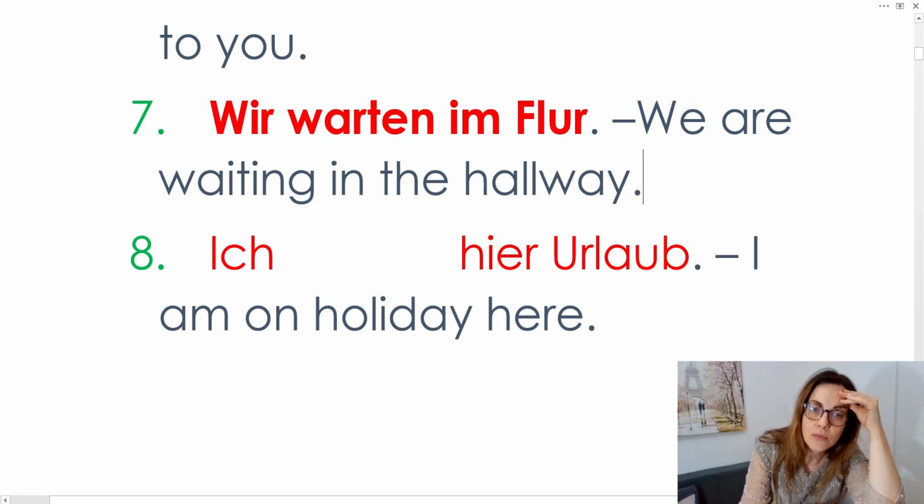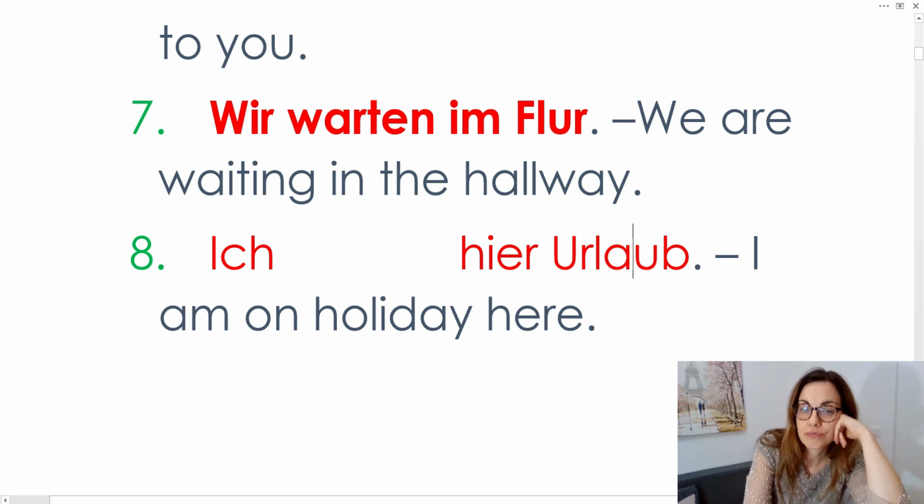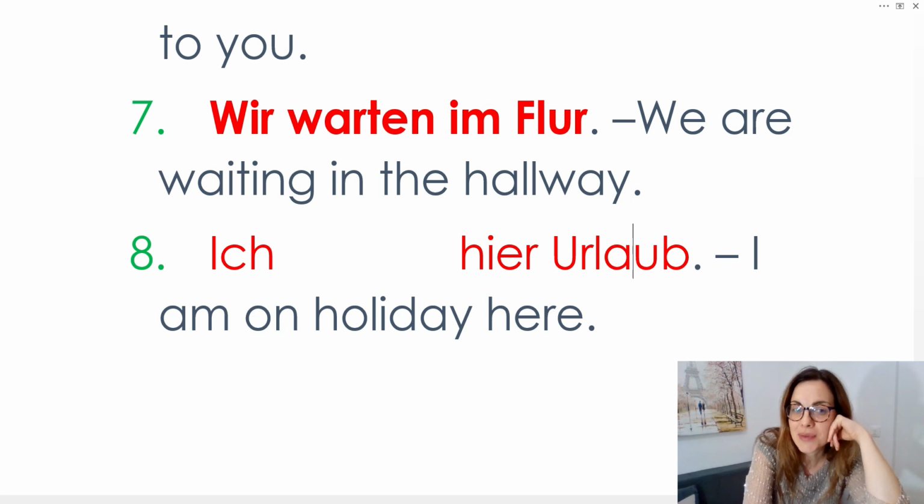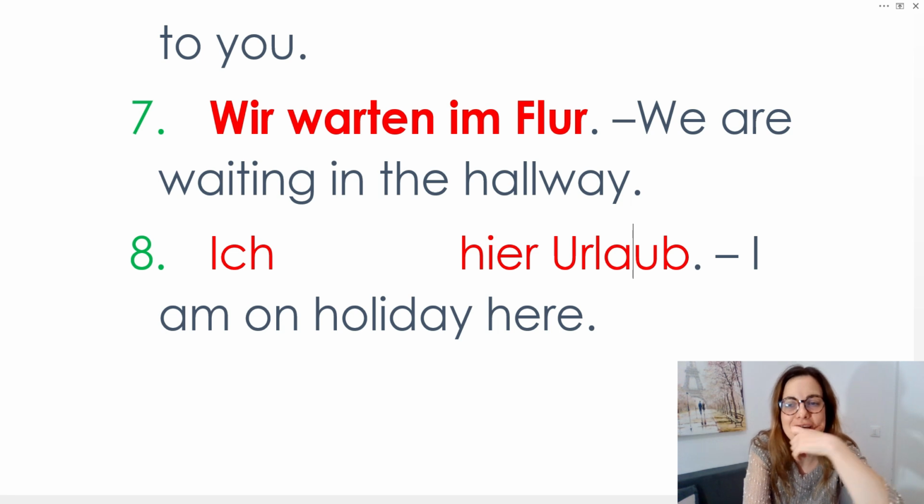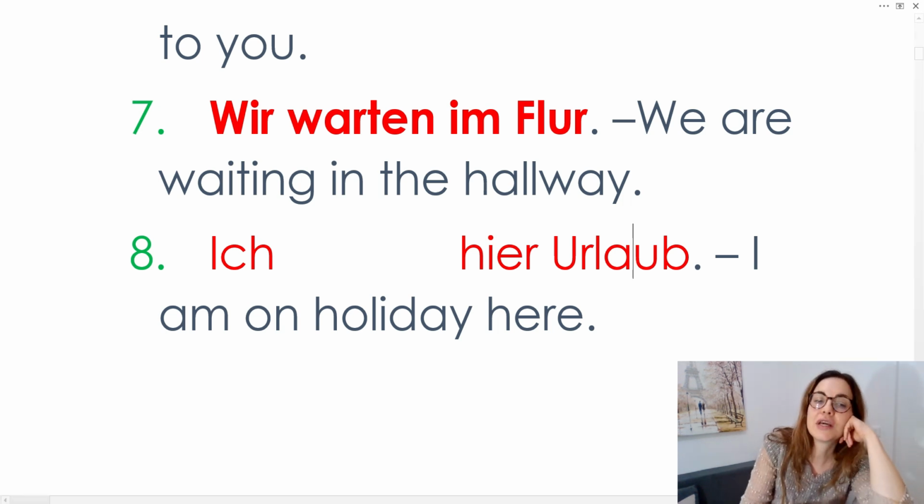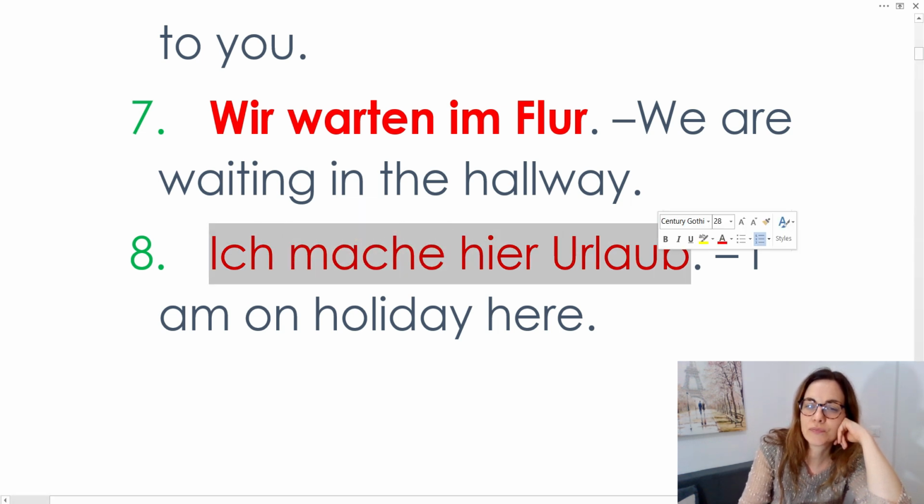Number 8, I'm on holiday here. In the German sentence, we can use machen. So it's like I'm making a holiday here, because in German you make a holiday. Ich mache Urlaub. The same as you make a walk. Ich mache einen Spaziergang. Ich mache Urlaub. So ich mache hier Urlaub. I'm on holiday here.